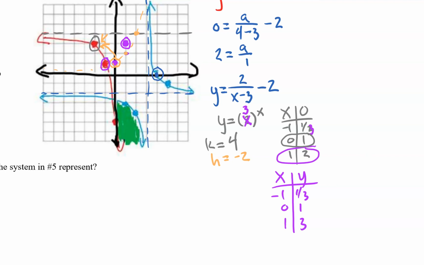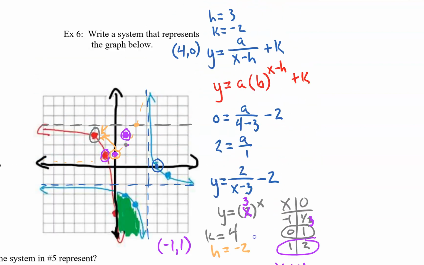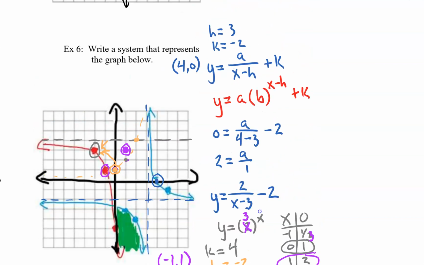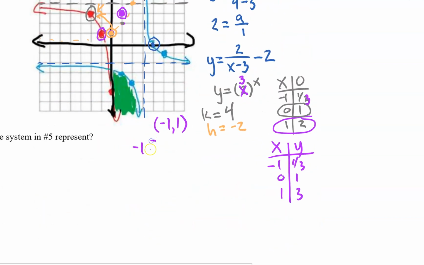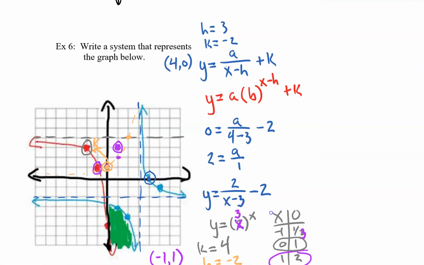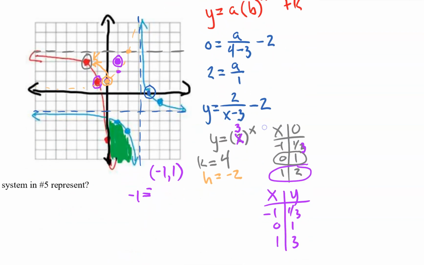And now I just need to find my a value. I'm going to pick a point on this curve. So I'm going to go -1, 1. So my point that I'm going to test is -1, 1. Plugging that into this general form of this equation right here, it's going to say -1 is equal to a times the b value of 3, and then an x. Sorry, I'm really messing this up.